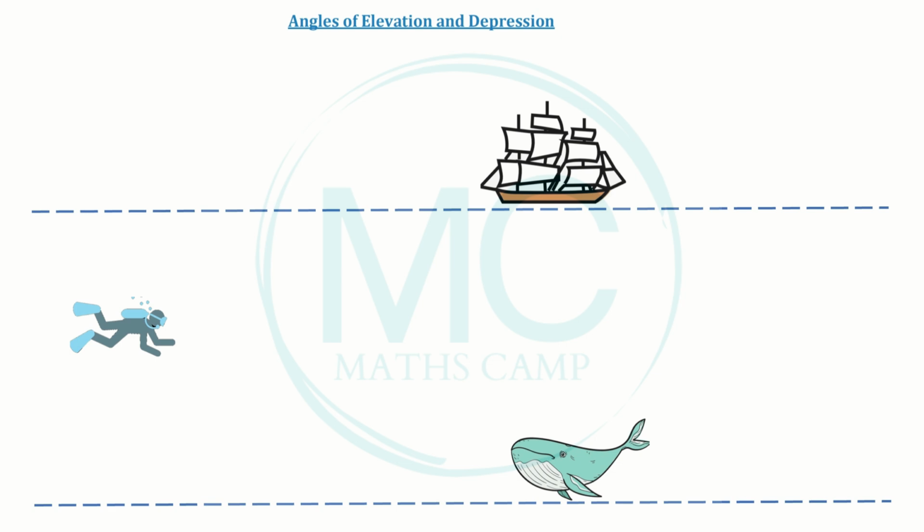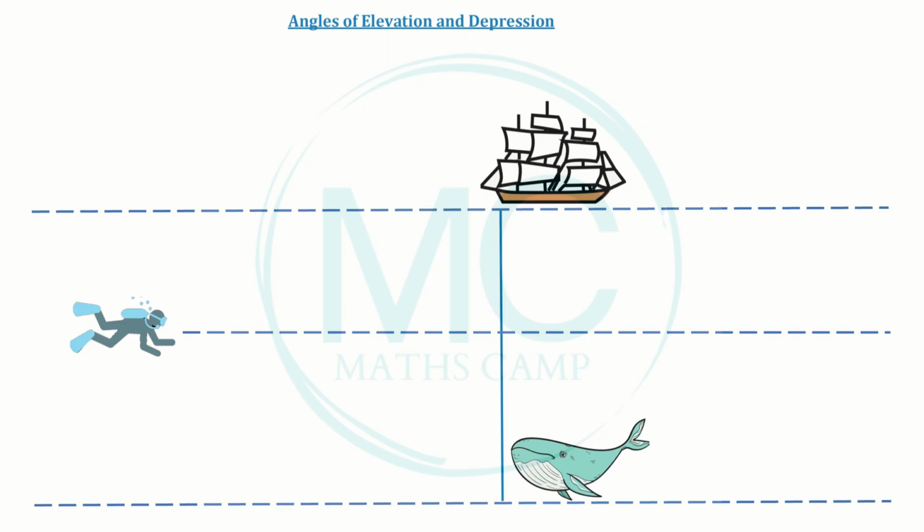If the diver swims straight ahead, he or she will swim in a horizontal direction, parallel to the top of the ocean and the floor. The whale is directly beneath the ship, so you can draw a vertical line over here. Now we have 90-degree angles because the path of the ship on the surface, the direction of the diver, and the ocean floor are all perfectly horizontal, and the line between the ship and the whale, directly beneath it, is perfectly vertical. Now we can look at angles of elevation and depression.